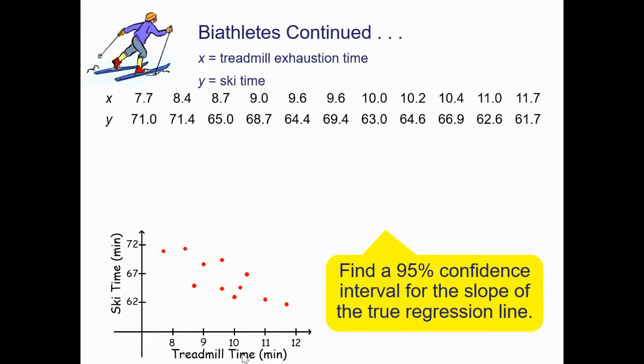Okay, so find the 95% confidence interval for the slope. Well, let's start by writing our formula: b plus or minus t crit times S_b. Okay, what did the output tell us our slope was?